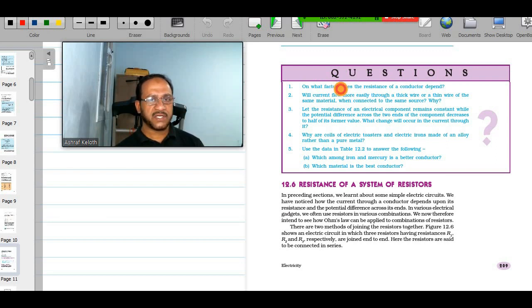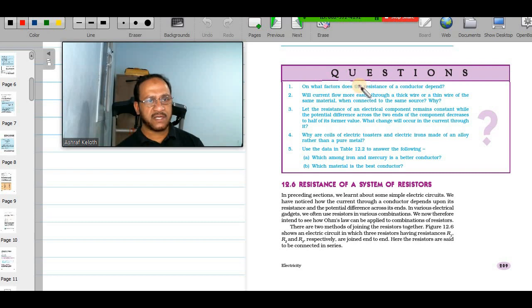And area of cross section, it is inversely proportional, means when area of cross section increases, resistance will decrease. And also it depends on temperature. How does it depend on temperature? If the temperature increases, then the resistance will also increase. It is directly proportional. When temperature decreases, resistance also will decrease.